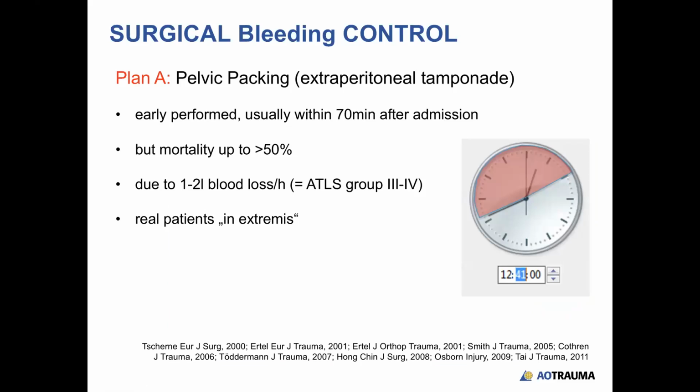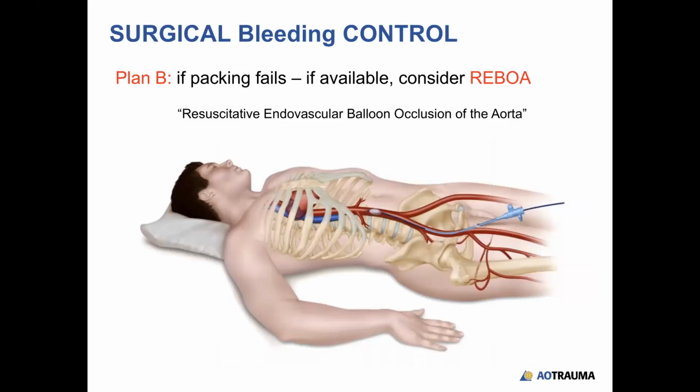So pelvic packing is performed early. Usually we are able, from our analysis of our patients, to do it within 70 minutes after admission, but we still have a mortality rate of more than 50%. This means it is a highly unstable patient group, and we expect a blood loss of 1 to 2 liters per hour, which corresponds to the ATLS group 3 to 4. These are real patients in extremis, so you don't have time.